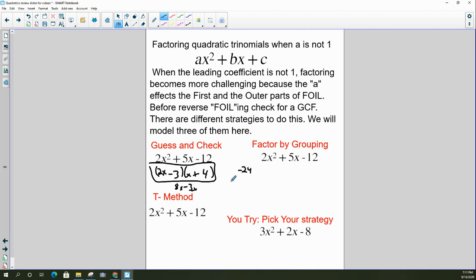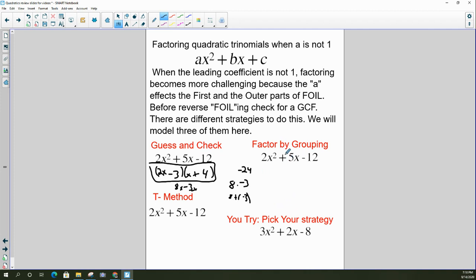So again, that's going to be 8 and negative 3. 8 times negative 3 is negative 24. 8 plus negative 3 is 5. Okay, now this is where the factor by grouping comes in. I'm going to rewrite this problem.